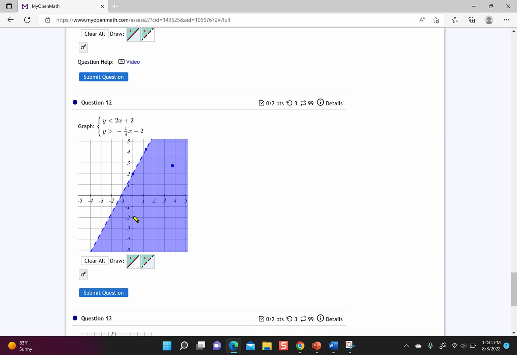This time I start at -2. My slope is -1/4, so down 1 and over 1, 2, 3, 4. Then it's greater than, so I'm going to click up. And remember, I called it kind of a triangular looking shape, but we can see this is where it overlaps, and you can always check it.